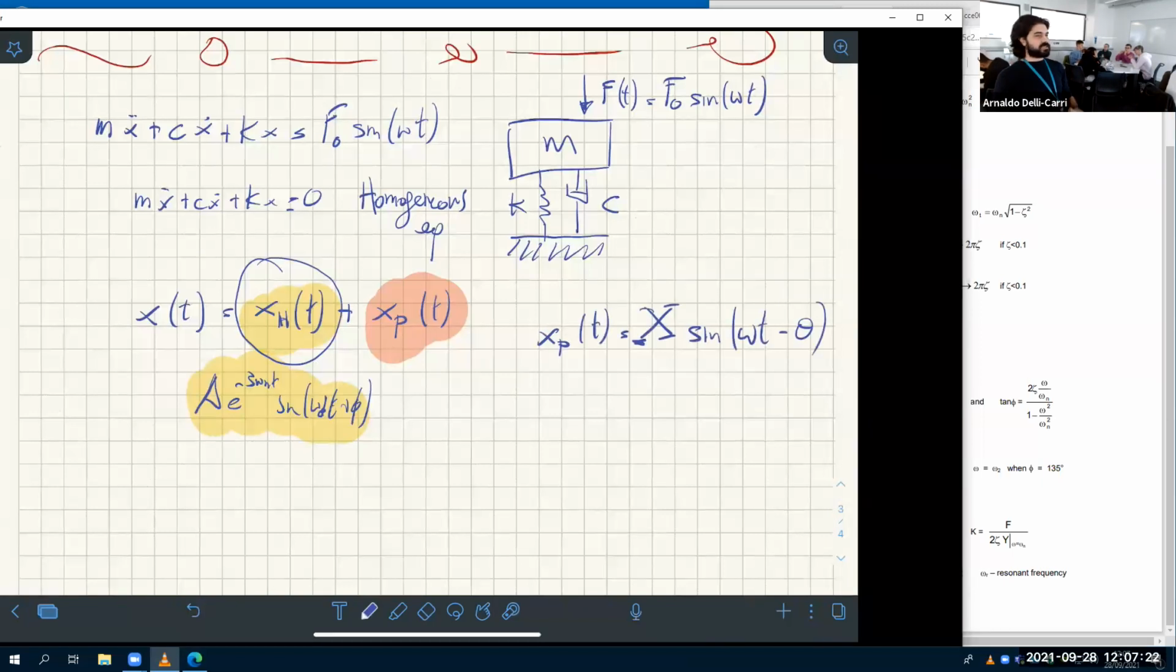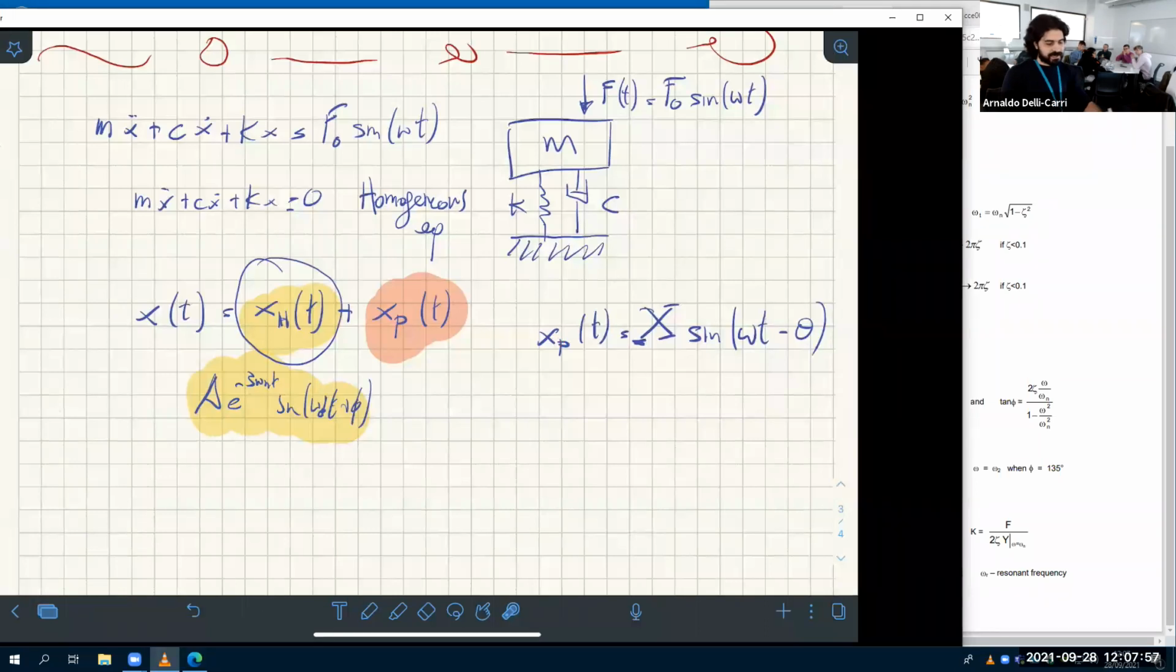Capital X is something that we are going to discover now. It's an amplitude, of course. And this is just a sine wave that is lagging. It's a lagging sine wave. This is the response, and it's lagging the force because of cause and effect. The force always comes first. There is no way that the mass can anticipate the force. It's the force that drives the mass, not the other way around.